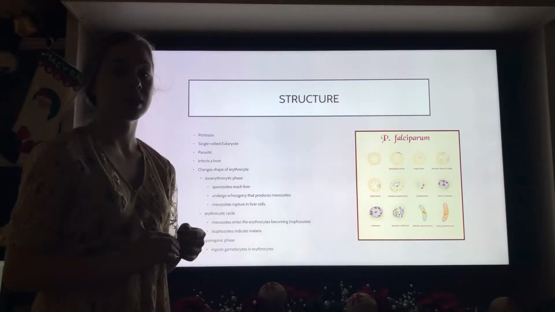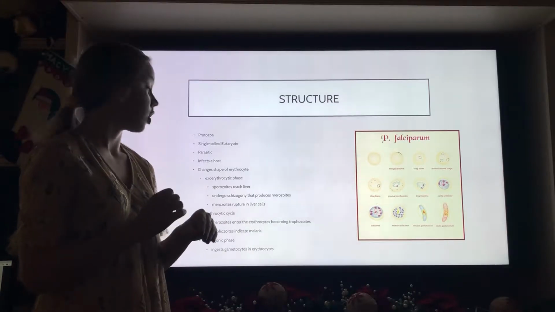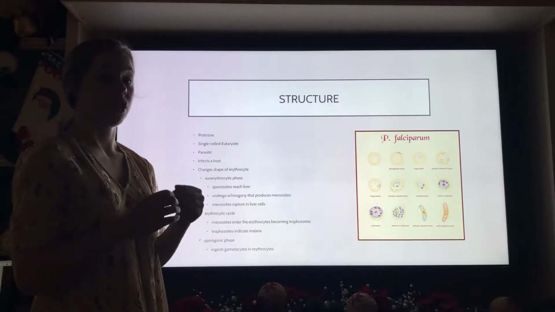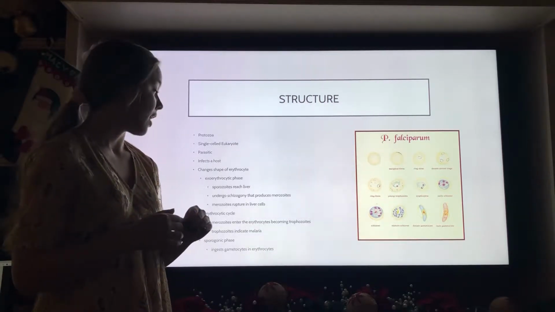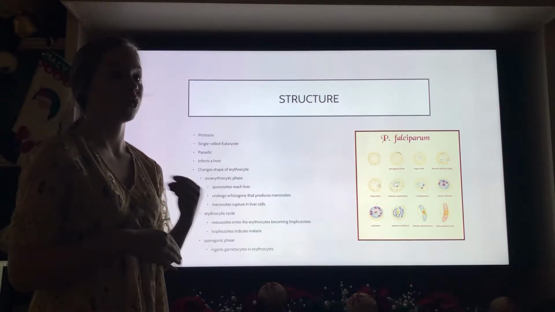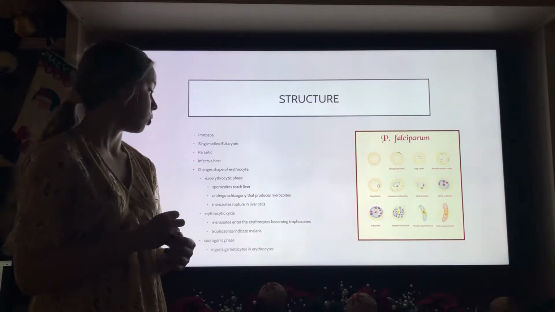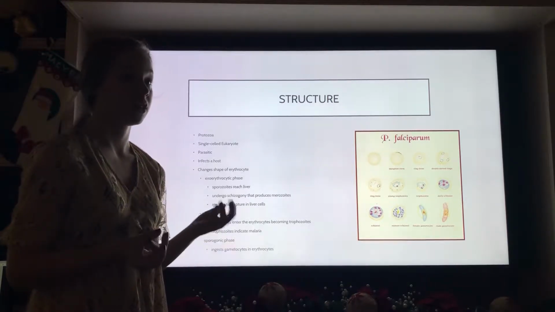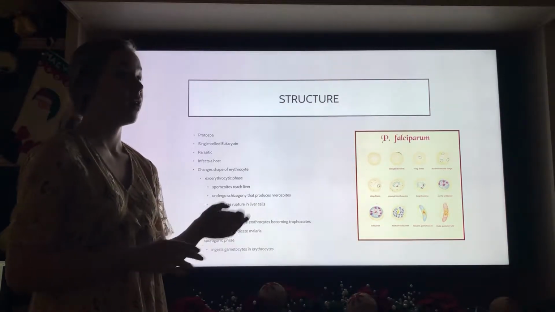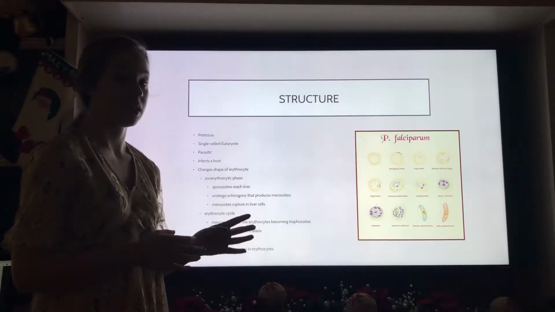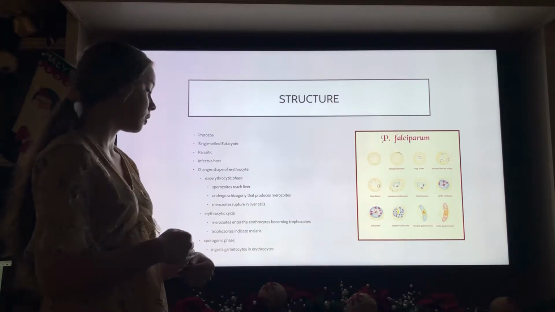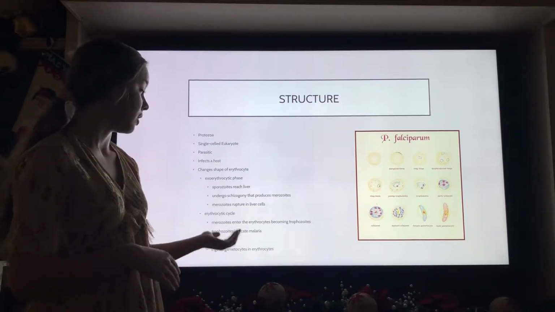And what happens is when it's in there, it will start to undergo schizogony, and this produces merozoites. And after that, the merozoites will be in there, and then the merozoites will rupture in the liver cells. So when this happens, it'll travel through the bloodstream. So then that phase is complete, and the next cycle begins. The next cycle is the erythrocytic cycle.